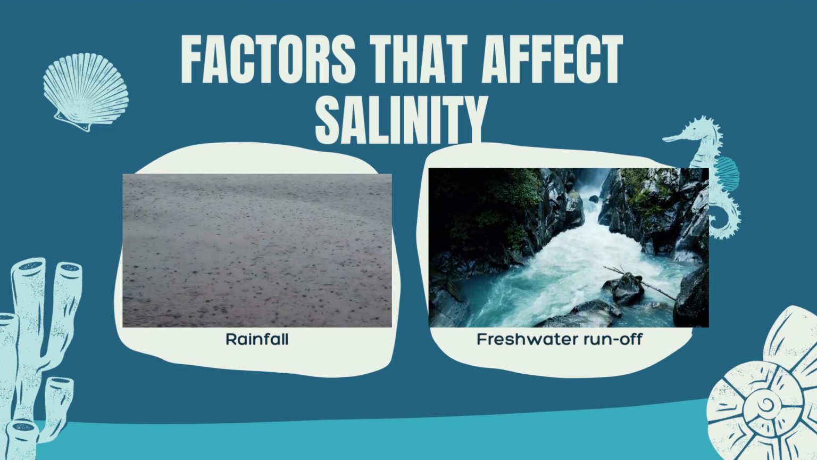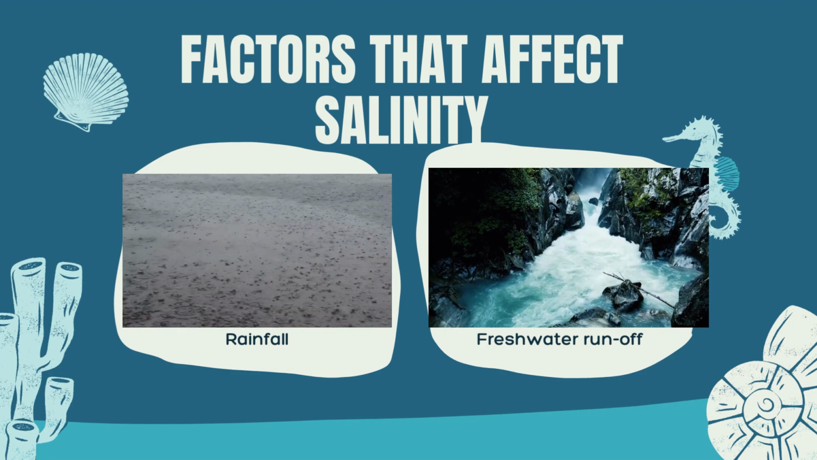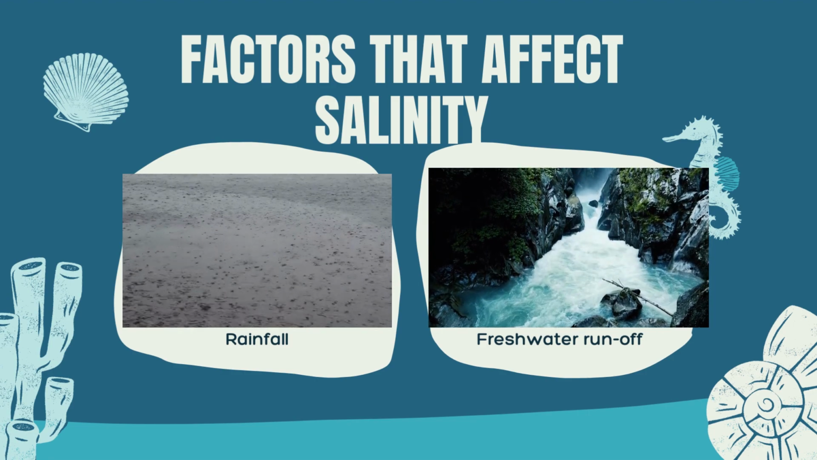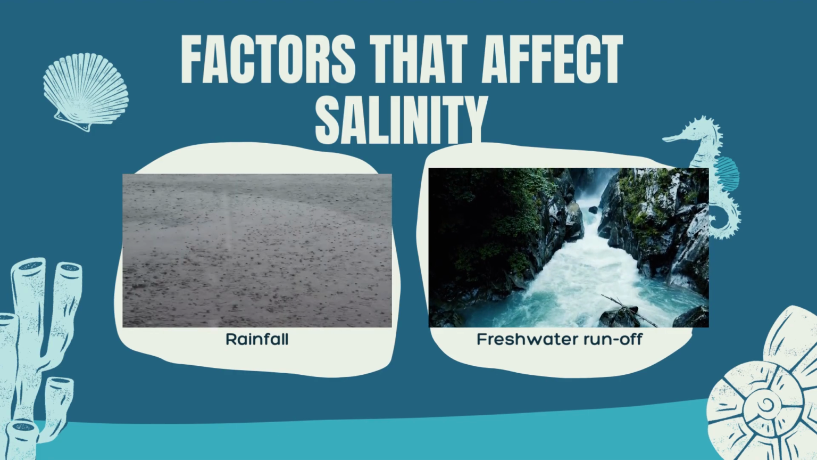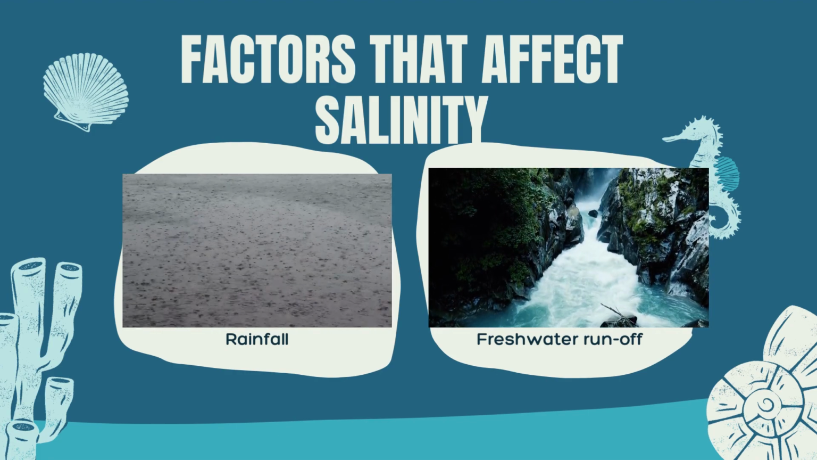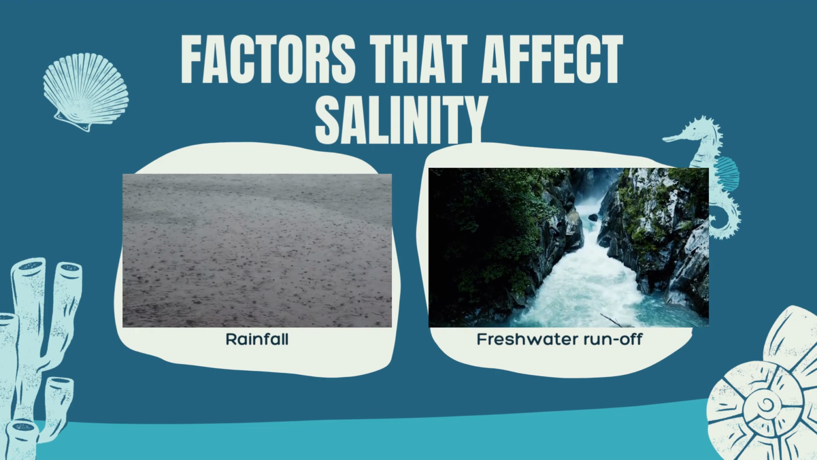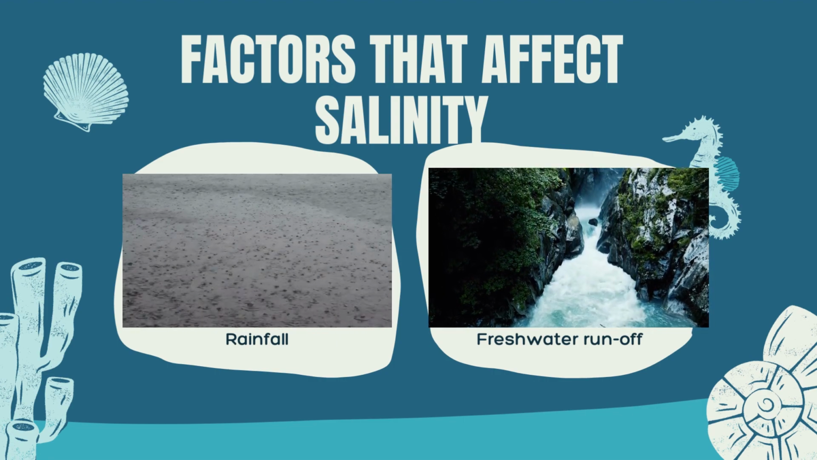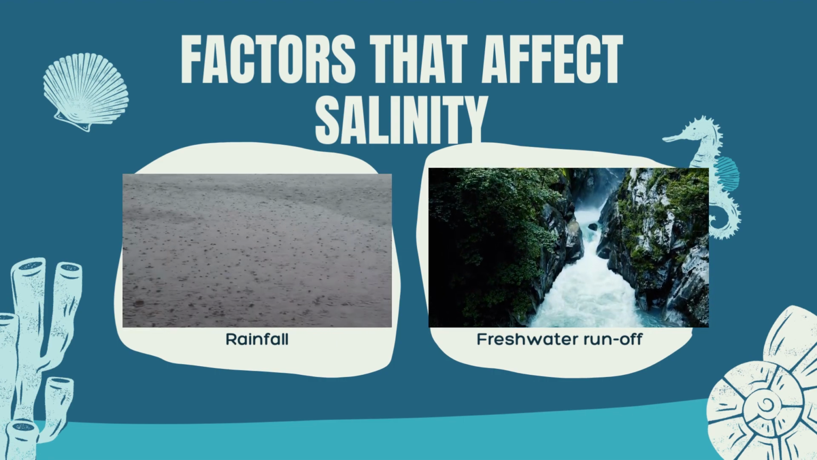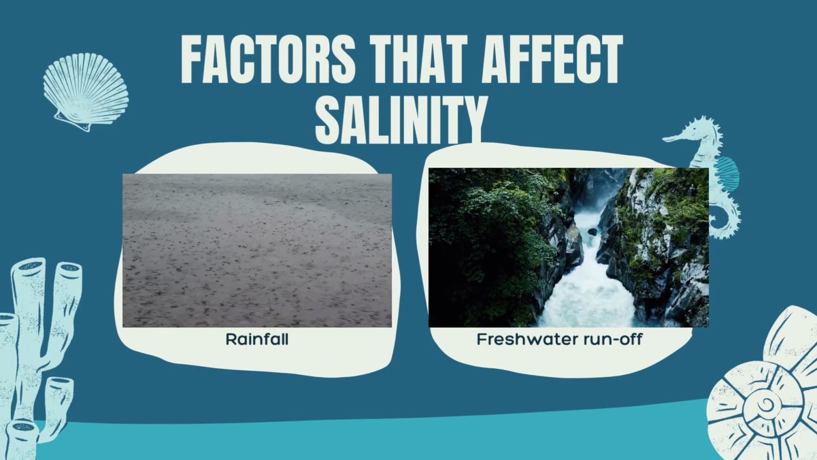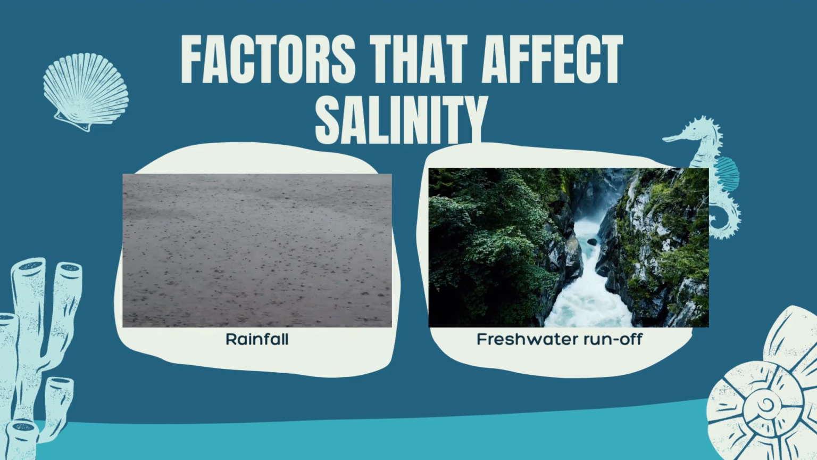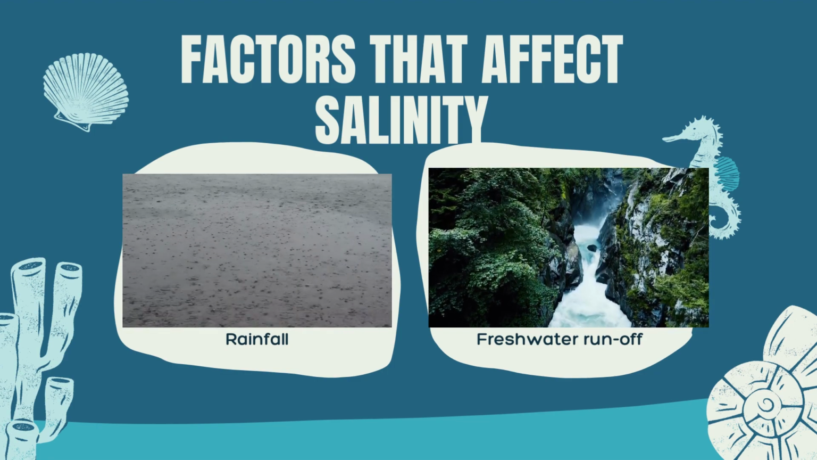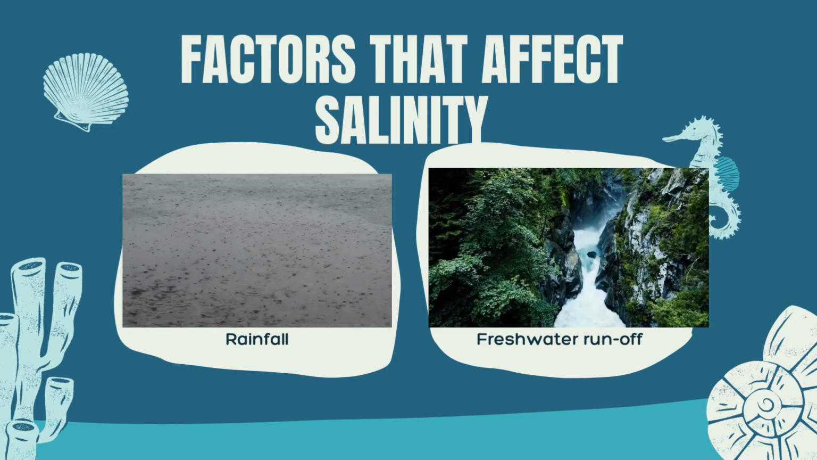So we have factors that affect salinity of marine coastal water. First is rainfall, because it directly or indirectly reduces salinity. And then we have freshwater runoff. Freshwater runoff from rivers greatly reduces the salinity, and so culture sites should not be immediately adjacent to the mouth of the river.